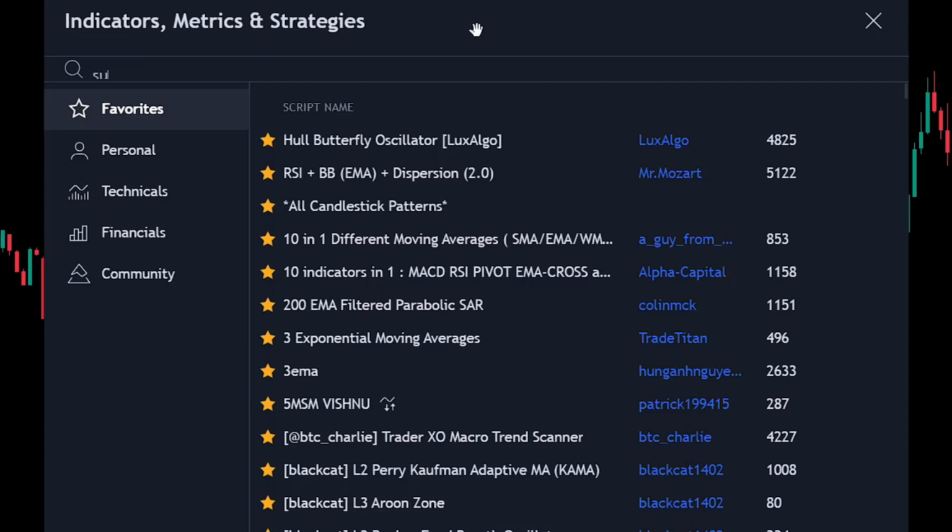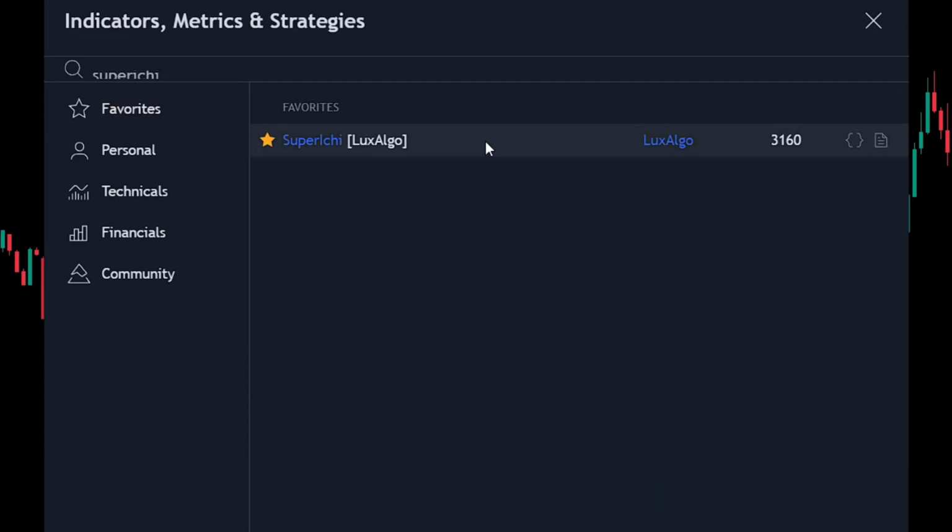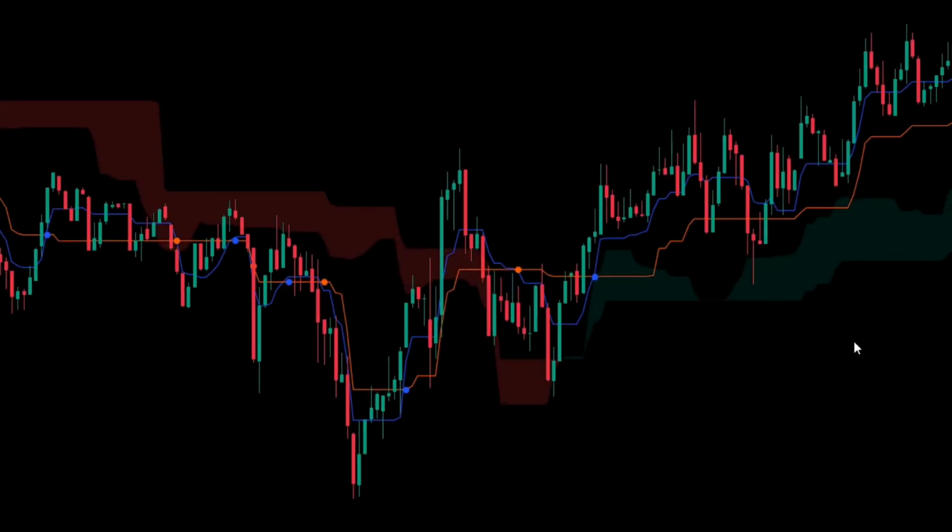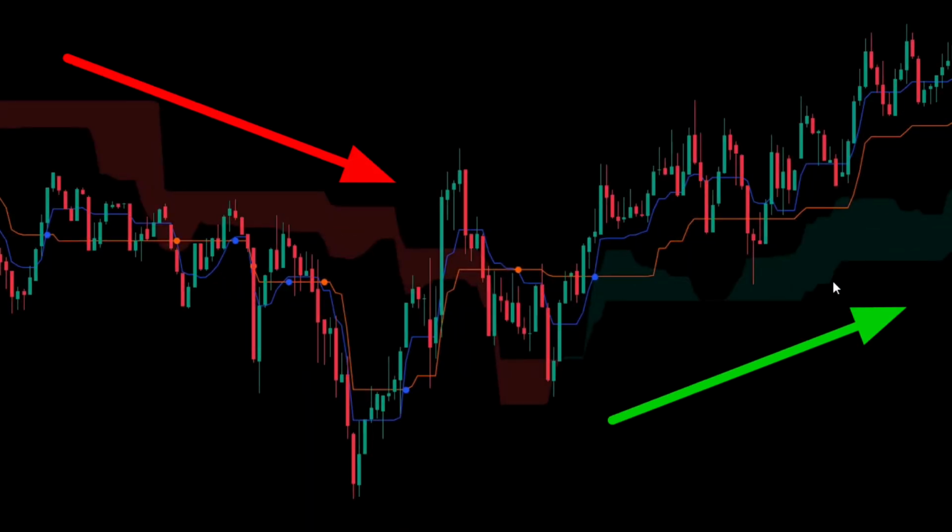Let's get started. First up, let's set up our indicators. We'll add 3 key ones to our chart. 1, SuperIchi indicator. This is a modified version of the Ichimoku cloud, incorporating the SuperTrend indicator. It helps us gauge trends: green for uptrend, red for downtrend, and inside the cloud indicates a ranging market.